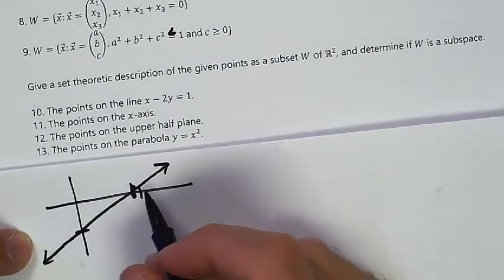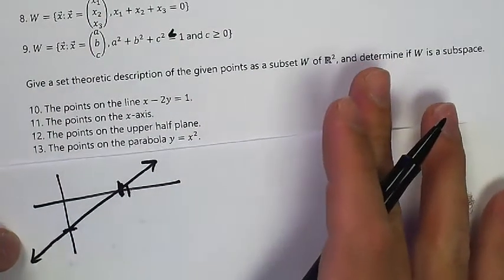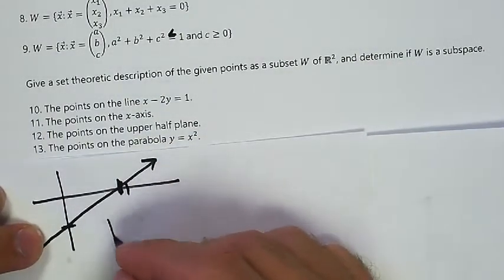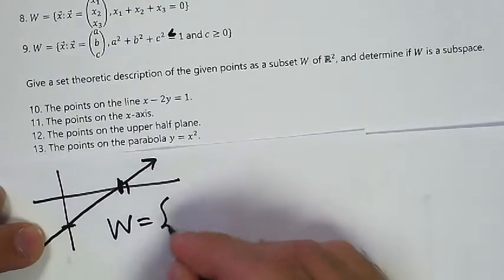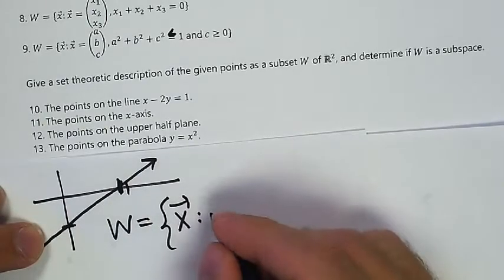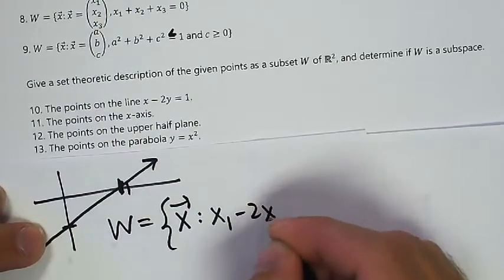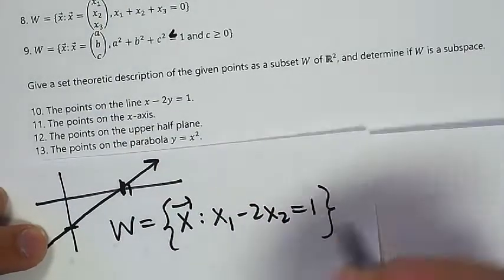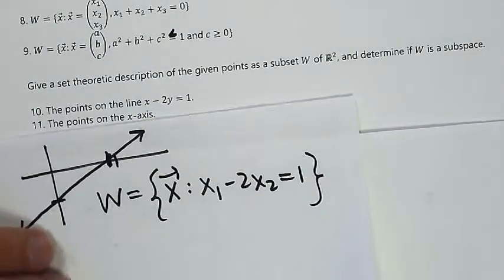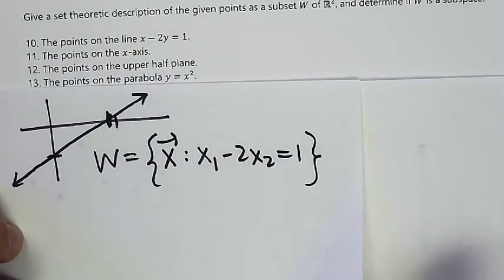All right, this does not go through the origin. 0 is not in this, so it's not a subspace. Oh, we were not supposed to draw a picture. We were supposed to give a set theoretic description. Okay. W equals the set of all x in R2 for which x1 minus 2x2 equals 1. I should have put in R2 like we did up there, but I think it's implied. If it's a line and it only has x and y, it's in R2.